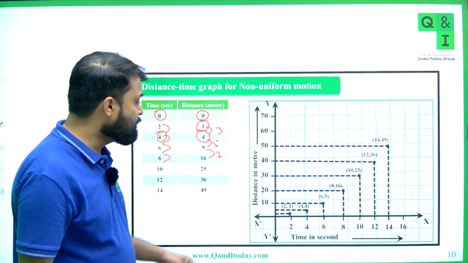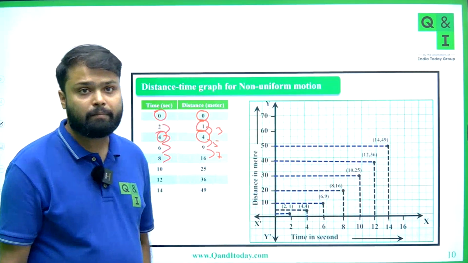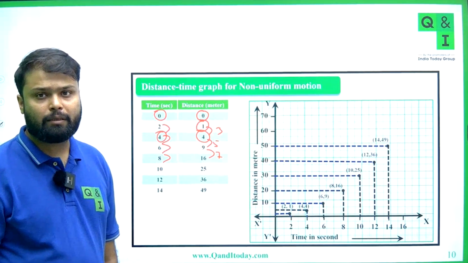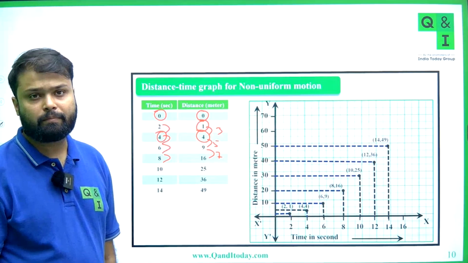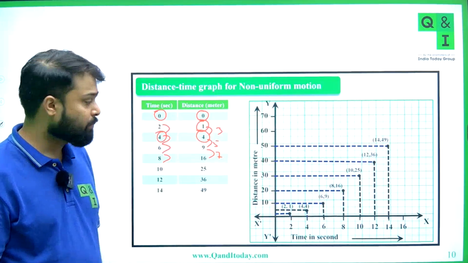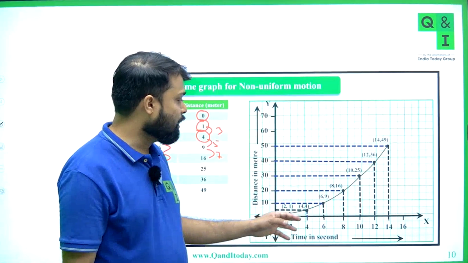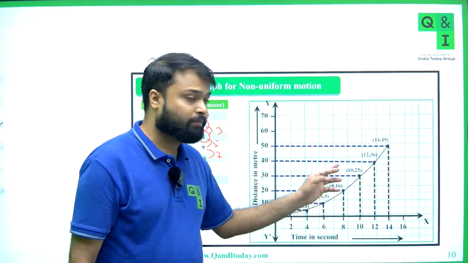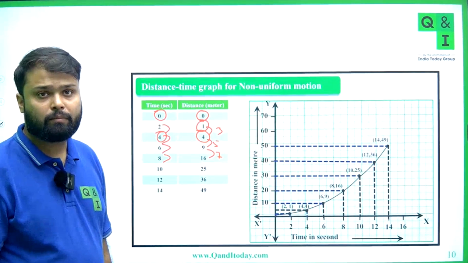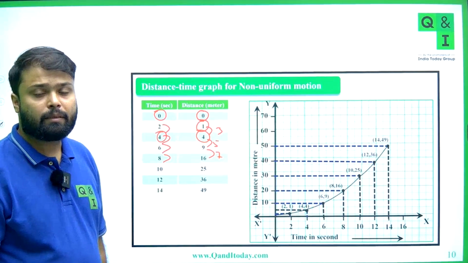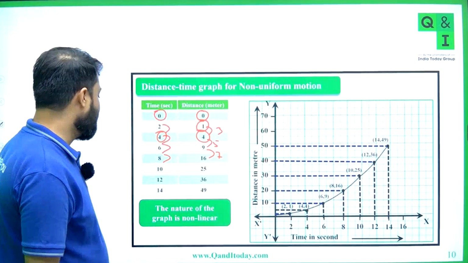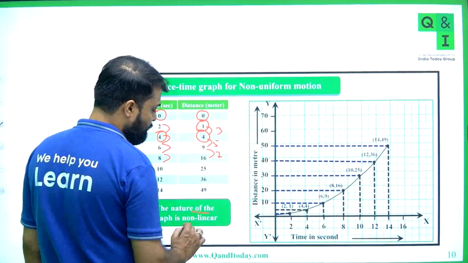Now can we connect these dots by a straight line? Yes or no? No, sir. That means this is not a linear graph. So we can connect this by a curve. You can see there is a curve. Yes or no? Yes, sir. So the graph nature is non-linear.